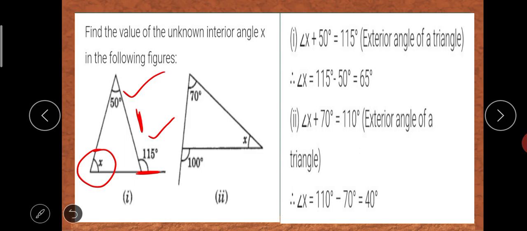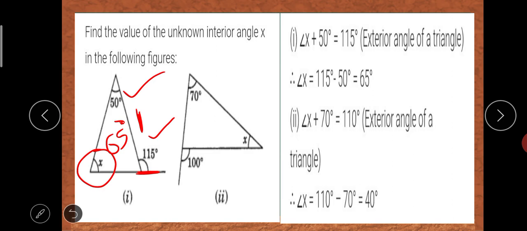When they are giving the interior angles, we do the addition, but when the exterior angle is given and one interior angle is given, then we have to do the subtraction. Okay, so 115 minus 50 will be 65. So the value of X will be 65 degrees.